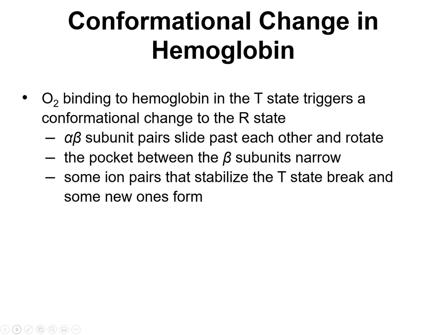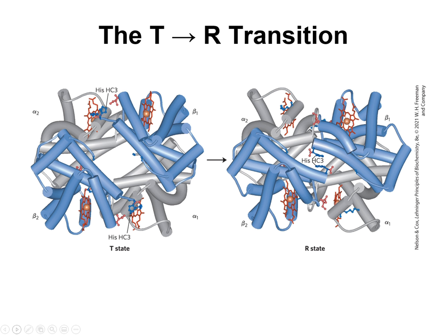So the alpha and beta subunits kind of twist and rotate. And there's a pocket between the beta subunits that gets more narrow. And some of those ion pairs are broken and new ones form. We'll show you that in just a second. So this is the T state on the left, the R state on the right.